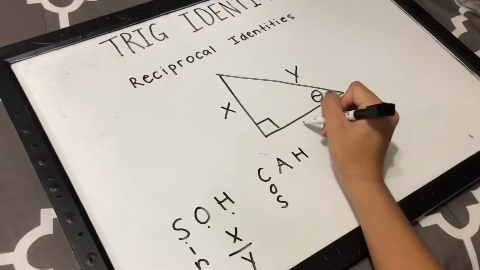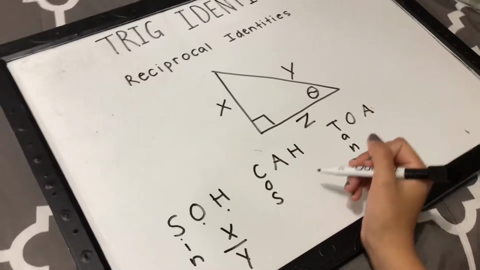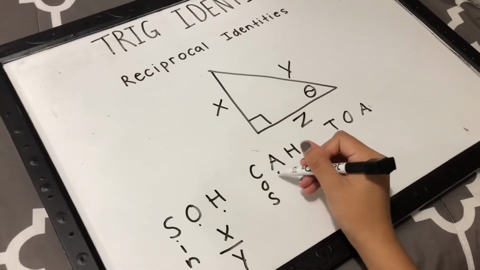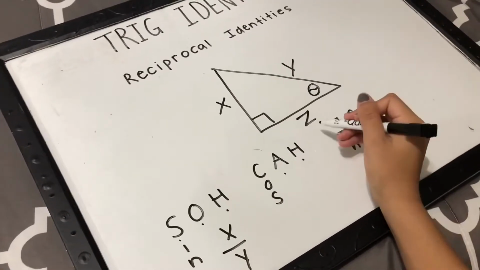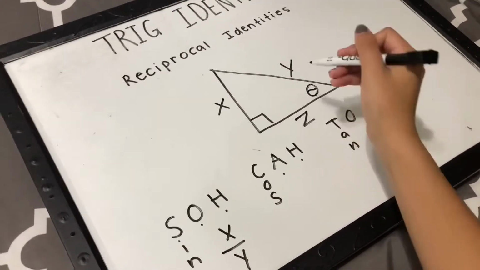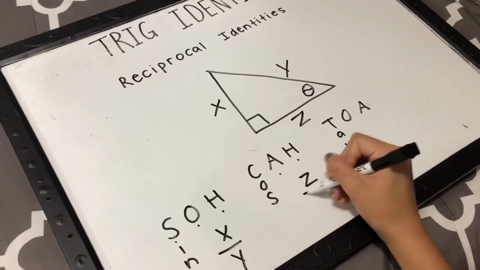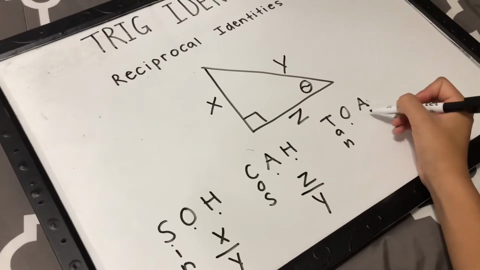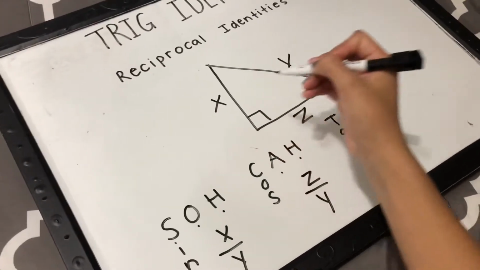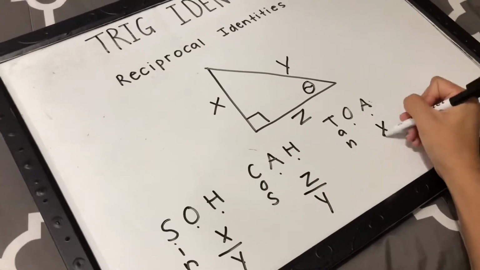Now here, let's name this side z. The cosine would be the adjacent over the hypotenuse. So in this case, relative to theta, it would be z over y. And tangent is opposite over adjacent, so it would be x over z.